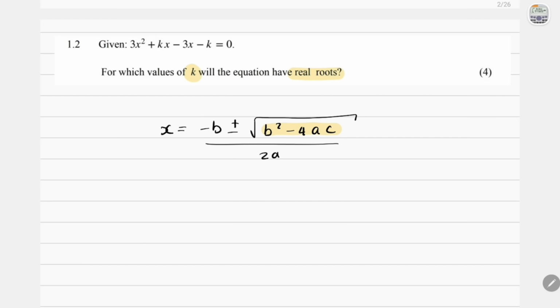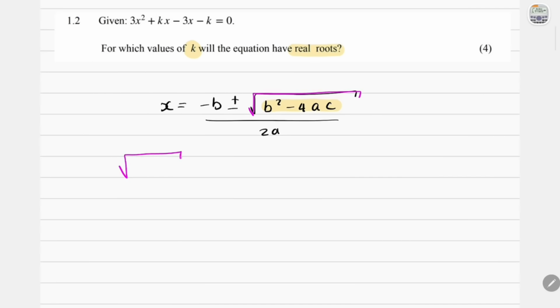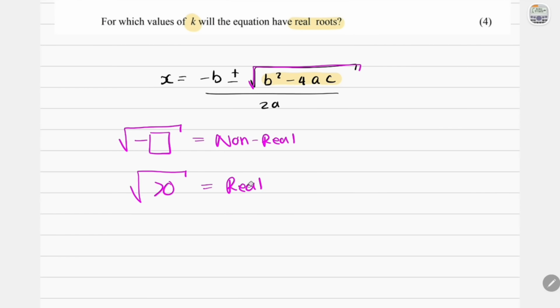The reason it tells you the nature of your roots is because it's the part that is square rooted. If you square root a value, depending on what you square root, you can find out the kind of value you'll get. For example, if I square root a negative number, you'll get a non-real number. So automatically, your roots will be non-real. If I square root a number that is greater than 0, then I'm going to get a root that is real.